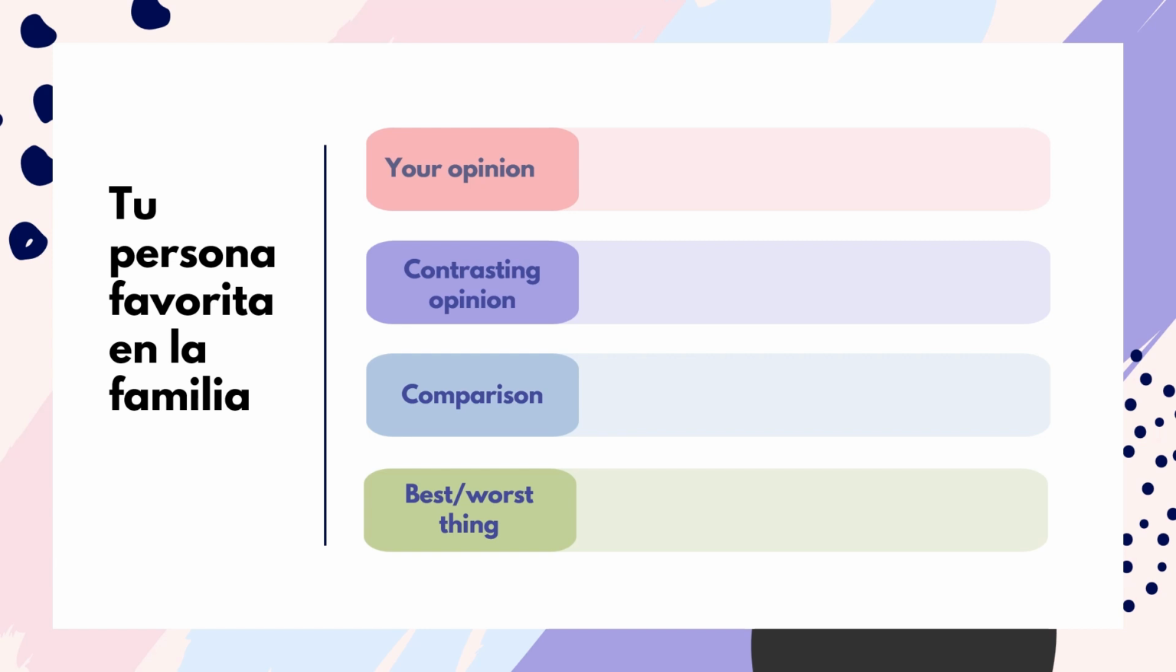And the 4 steps that we are going to use to answer this are on the screen already. So we're going to first give our opinion, then contrast with someone else's opinion, then make a comparison, and then talk about the best or worst thing. I'm going to give you an example sentence in English for each point, and you should try to translate it. And this is what I would recommend you write down, and you translate into Spanish.